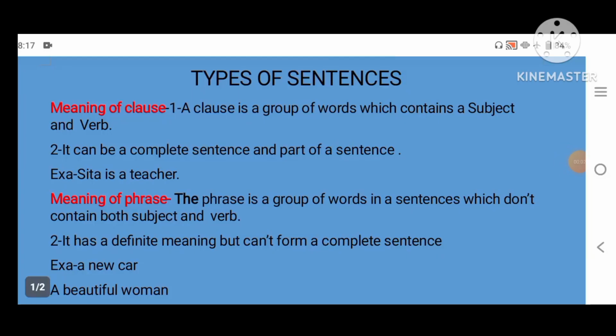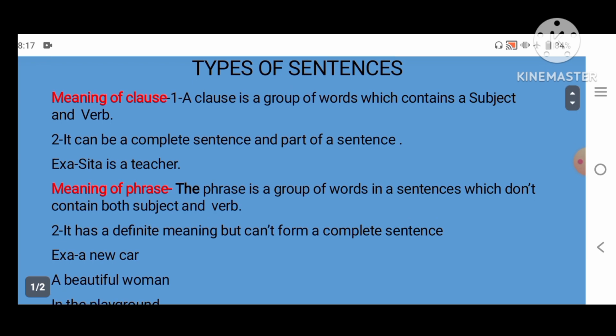So my dear students, today I will explain what are the different types of sentence, what is the meaning of the clause, what is the meaning of the phrase, what is the difference between clause and phrase, and some important points about the sentence. So all of you look at this video. Within a short period you can better understand what is the meaning of clause and phrase. Okay? So first let's start.